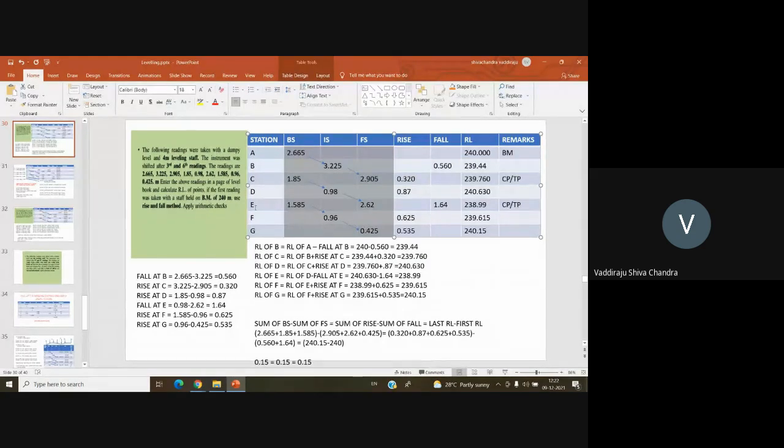Once this is done, then I need to determine where is rise and where is fall. So in order to determine where is rise and where is fall, I need to find out what is the numerical difference between two successive readings. So what are successive readings here? A, B are successive readings.